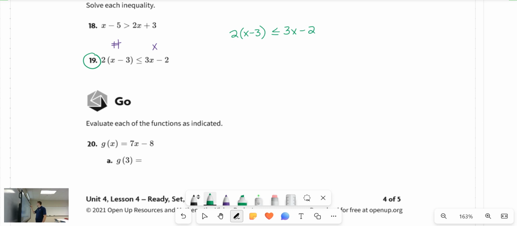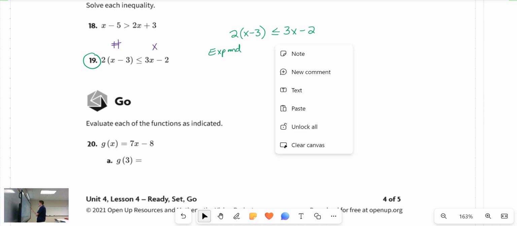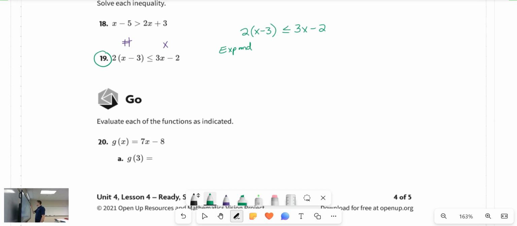3x minus 2. All right. So first thing we're going to do is expand the left side. Expanding means we're going to bring the 2 and distribute it across the x and the minus 3. So this becomes 2x minus 6 is less than or equal to 3x minus 2.